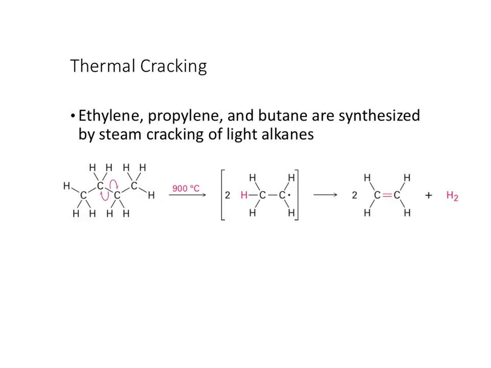Industrially, ethylene, propylene, and butene are synthesized by steam cracking of light alkanes. So notice the arrows are the fishhook arrows here, so this is a radical process. Under very, very extreme heat, 900 degrees Celsius, you can symmetrically cleave that carbon-carbon bond to produce 2 radicals, which then can lose a hydrogen to form ethylene. And then hydrogen gas is also formed as a byproduct.